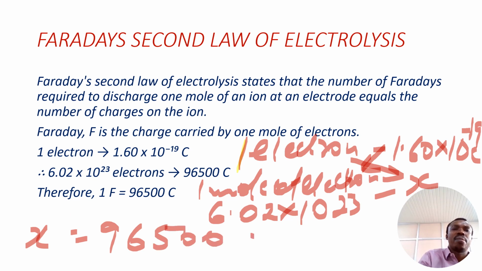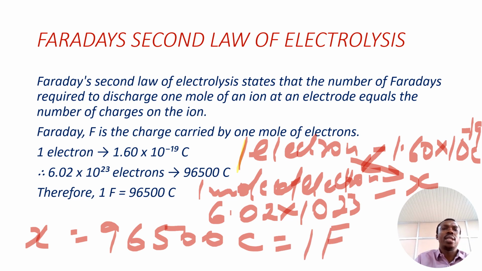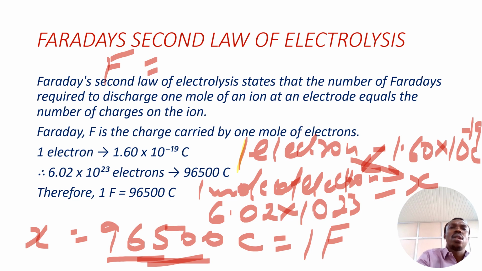96,500 coulomb. Now this 96,500 coulomb is equal to what? 1 Faraday, because 1 Faraday is the charge carried by 1 mole of electron. So the charge carried by 1 mole of electron is equal to 96,500 coulomb. That means Faraday will be equal to what? The Avogadro's constant, which is 6.02 times 10 raised to the power 23.